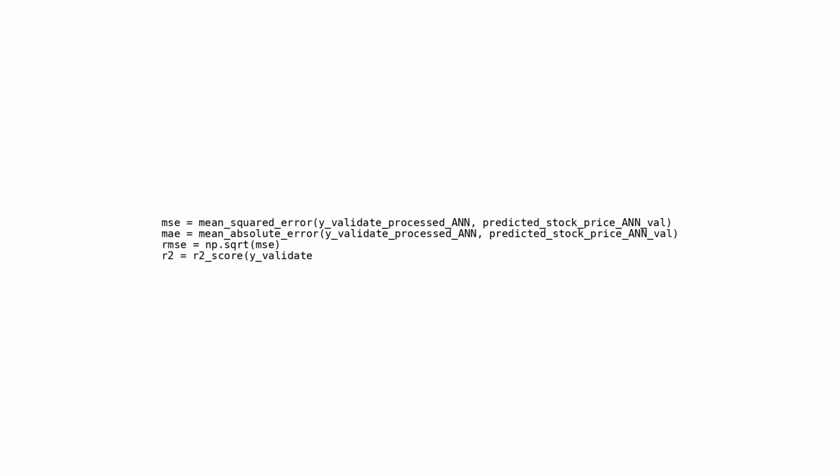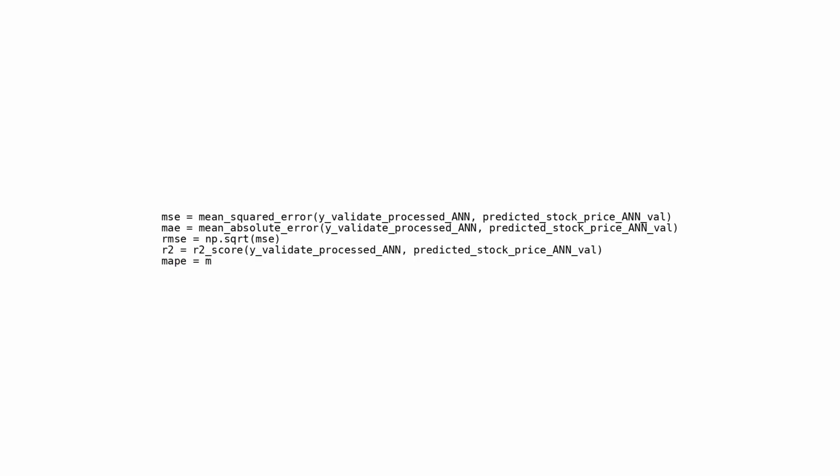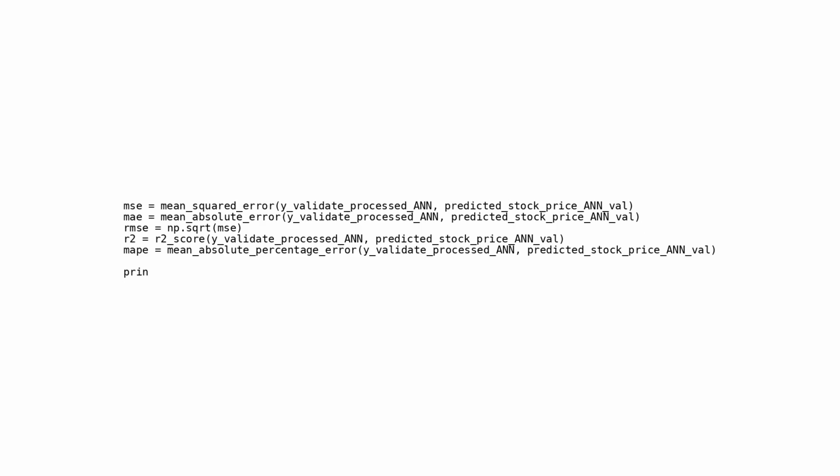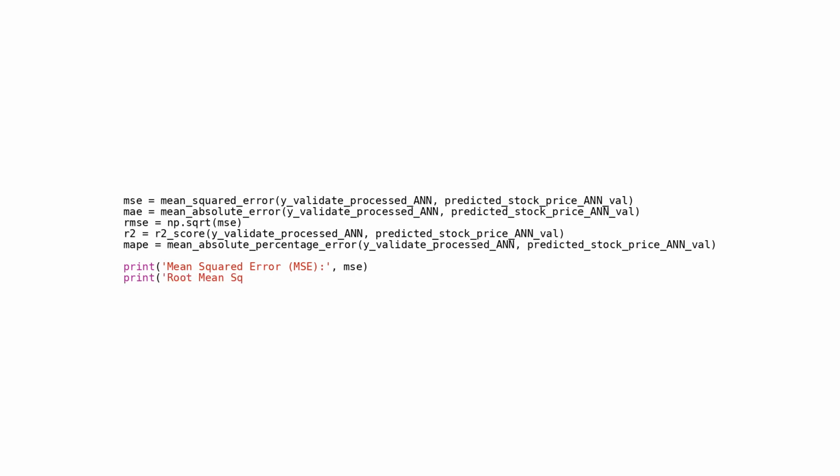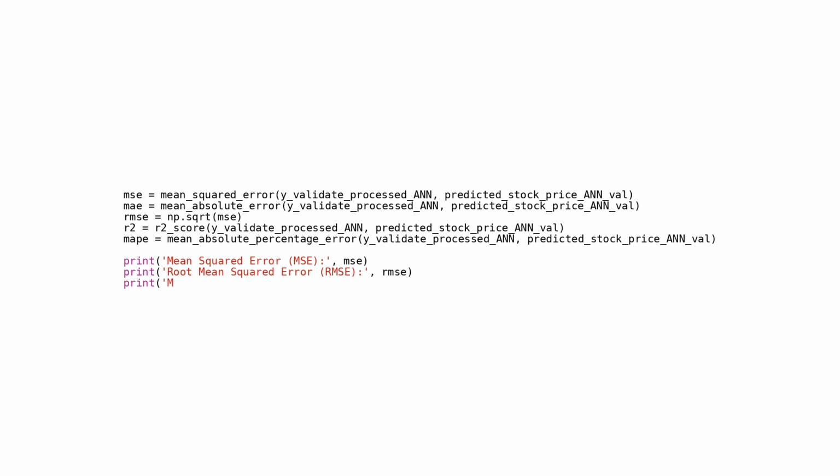The metrics include mean squared error. MSE is a metric that calculates the average of the squared differences between predicted values and actual values. Root mean squared error, RMSE, is the square root of mean squared error, MSE. It measures the error between predicted and actual values in the same units as the target variable. Mean absolute error, MAE, is calculated by finding the average of the absolute differences between predicted and actual values.